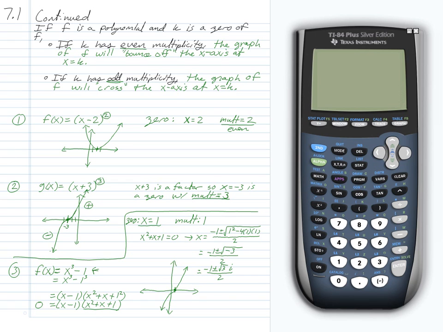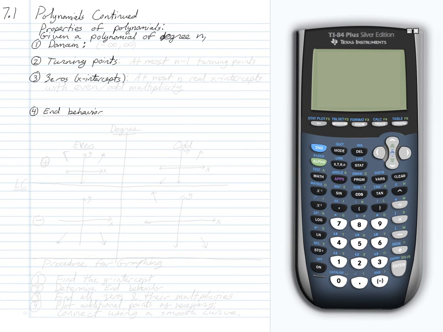So finding these zeros is a powerful tool towards helping us to graph these functions, but as always, there's more to it than just the x-intercepts. We can find the y-intercepts and some other features of the graph that we'll talk about a little bit later on.